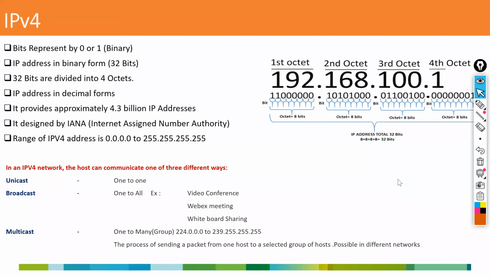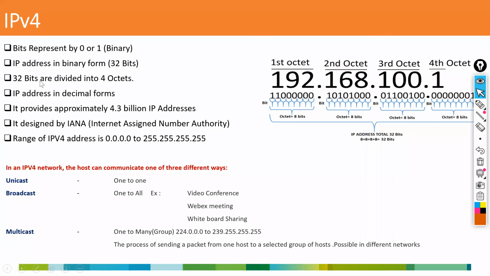Next, we'll see IPv4. Here, bits are represented by 0 or 1, so it comes into binary. Binary means zeros or ones. It is a 32-bit IP address. How did we get a 32-bit IP address? For example, I have taken one IP address here, 192.168.100.1.